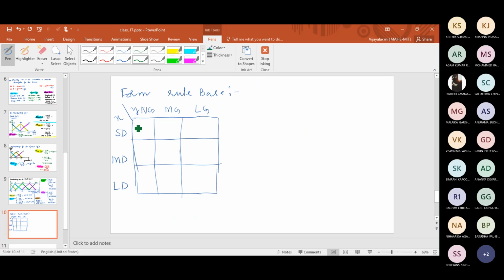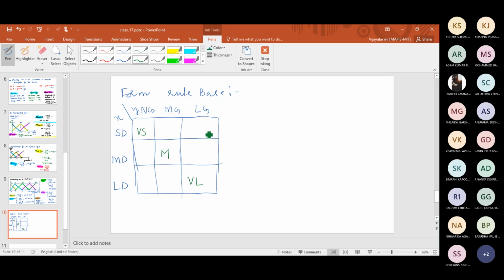First, you can fill the diagonal. It is clear: small dirt and no grease, then the washing time should be very small. Simply fill it. Then medium dirt and medium grease, you can simply fill by medium time. Then the last one is large dirt and large grease, you can fill by very large washing time. It's always easy to fill the diagonal.